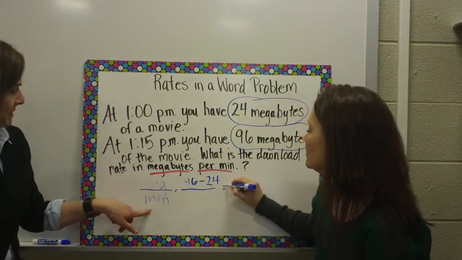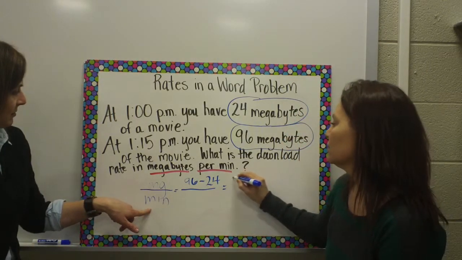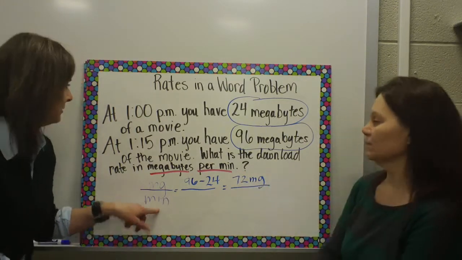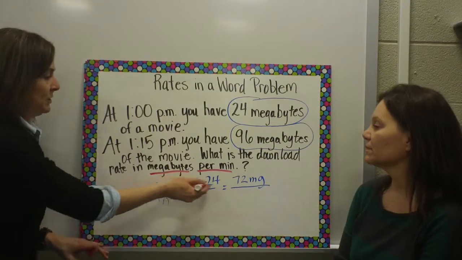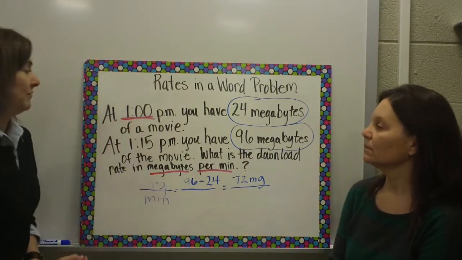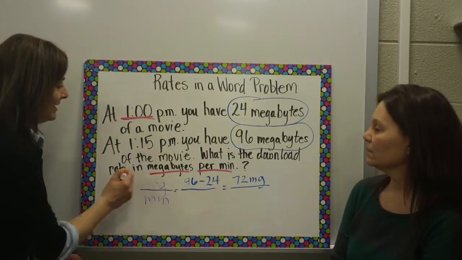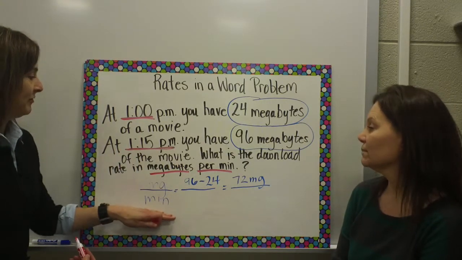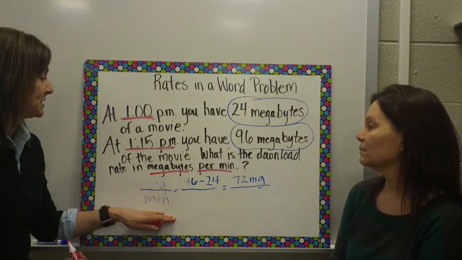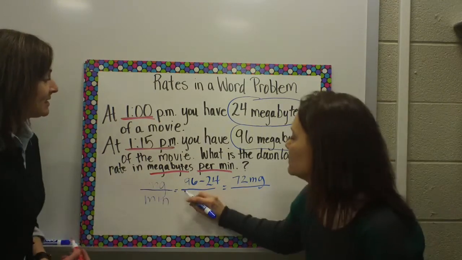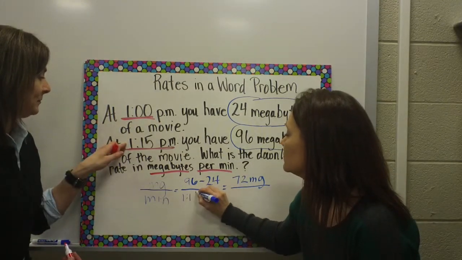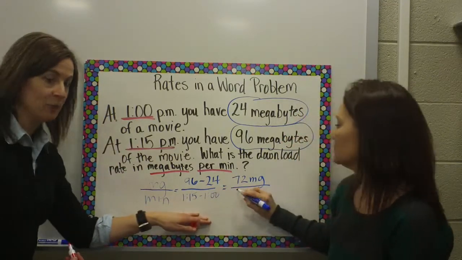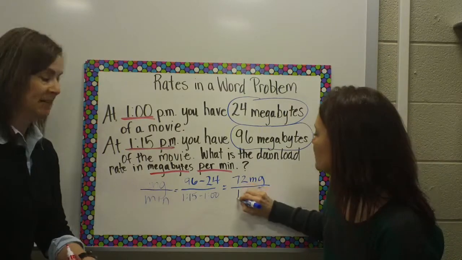So I'm going to write 96 minus my 24. I'm also noticing that as you're working that out, the minutes have the same situation. Here at 24 megabytes, we have 1 o'clock p.m. And when we're at 96 megabytes, it's 1:15 p.m. And so if we want to figure out the number of minutes, we're going to have to do the same thing. So at 96, it's 1:15. And at 24, it's 1 o'clock. And so the difference in time would be a total of 15 minutes.